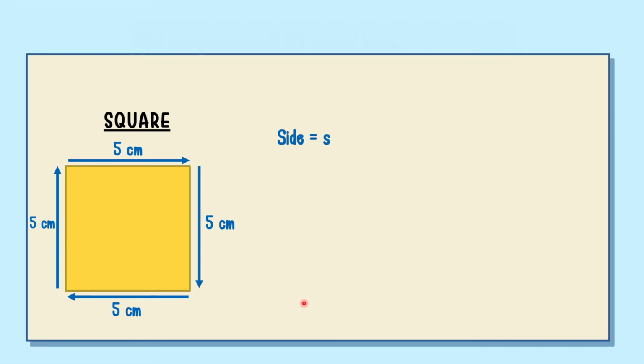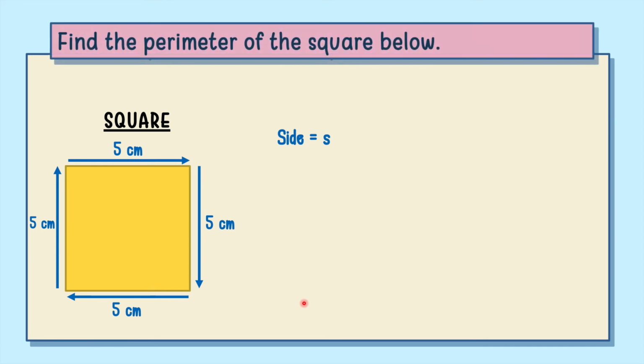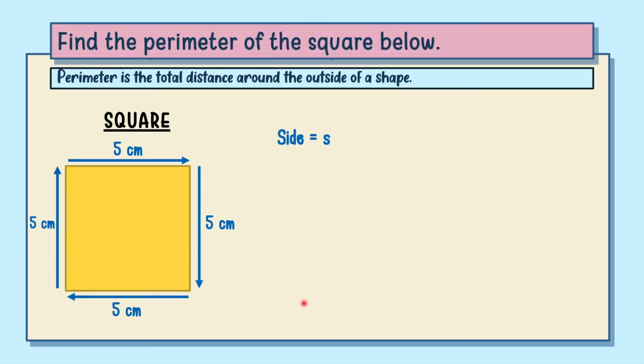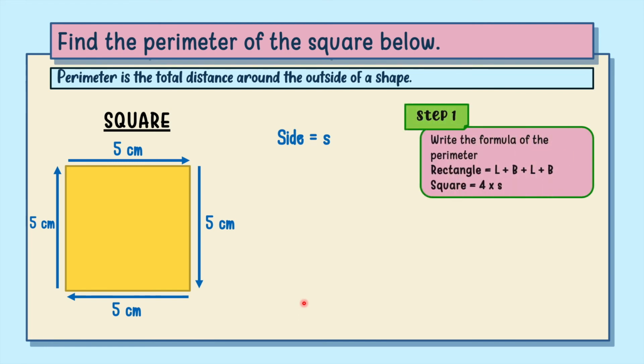Now here is example number 2. Find the perimeter of the square below. What is perimeter? Perimeter is the total distance around the outside of a shape. Square, for square, all sides are equal. Okay, so step number 1, write the formula of the perimeter. So since this is a square, the formula to find perimeter is 4 times S. Okay, I will write it down here.